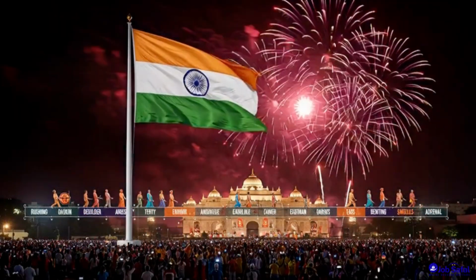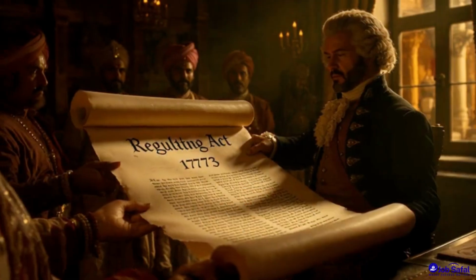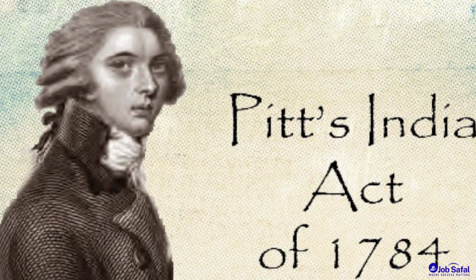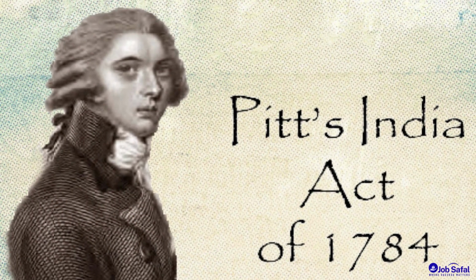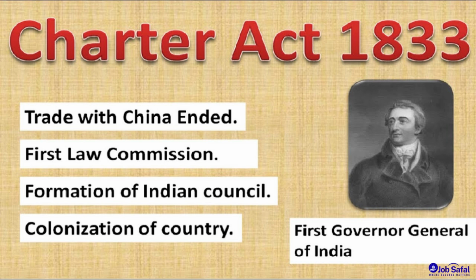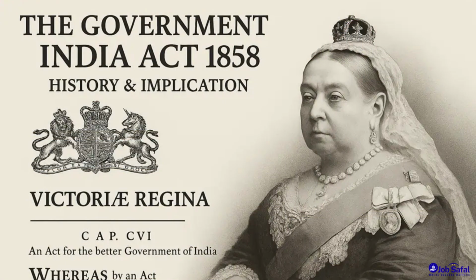Let's quickly recap. Regulating Act 1773, first step towards central administration. Pitt's India Act 1784, dual control. Charter Act 1833, Governor-General of India. Government of India Act 1858, power to the Crown.